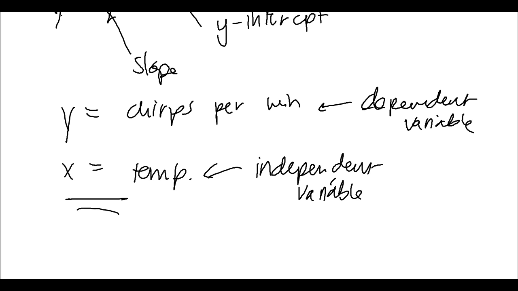So it's not that chirps are forcing the temperature to change. That's kind of silly. It's saying that, well, when crickets are cold, they don't like to chirp, but if it's nice and warm out, then they are more likely to chirp. So the temperature is what's forcing something to happen here. So that's our independent variable. It's the one that makes the y do something else.